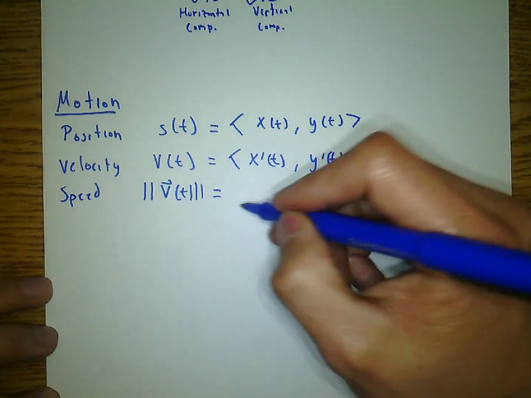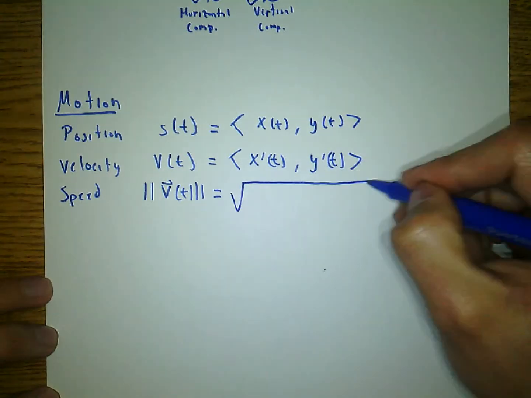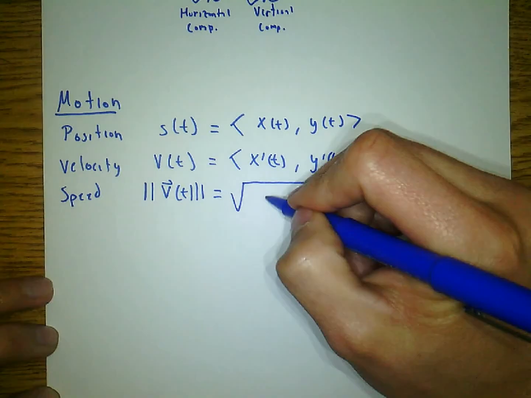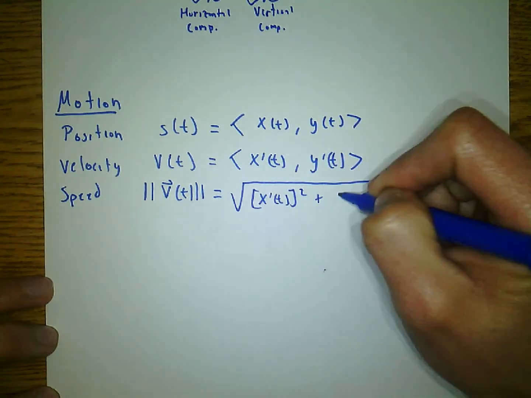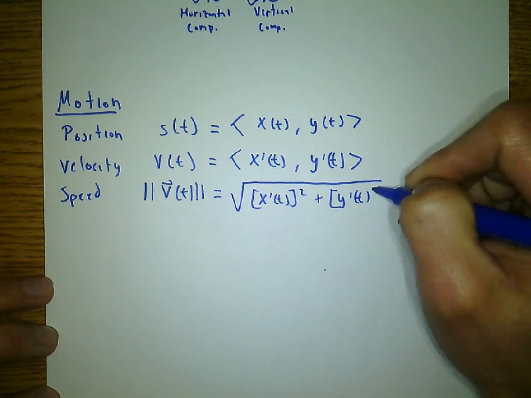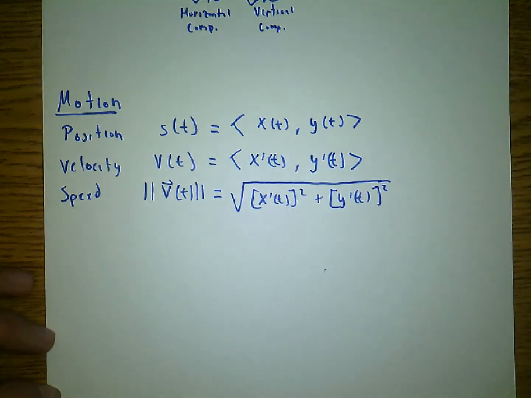Square root of a squared plus b squared. Cool. So in this very particular case, we're going to say that it's the square root of x prime squared plus y prime squared. Is this making sense? Is anybody lost?